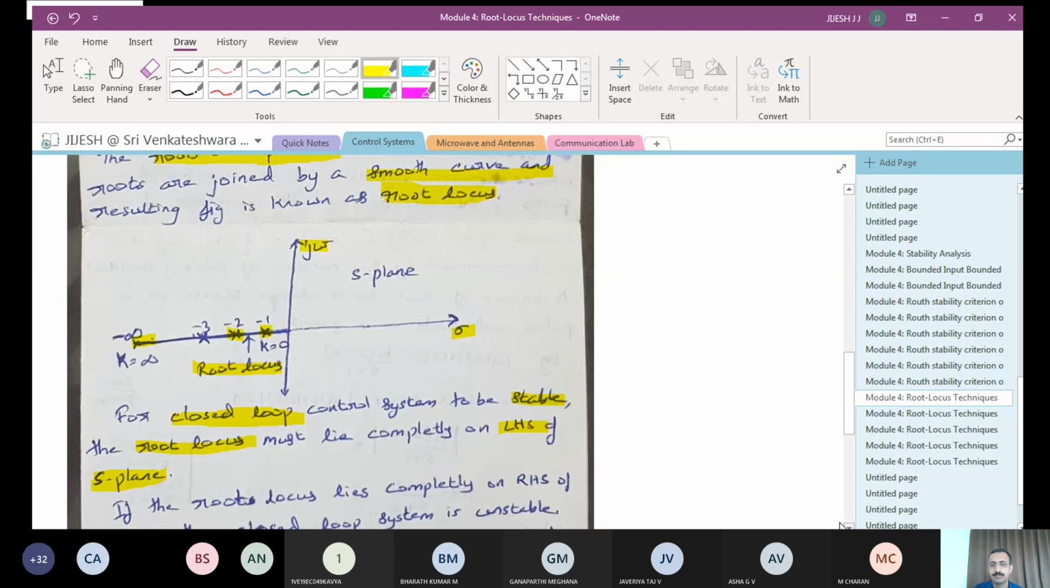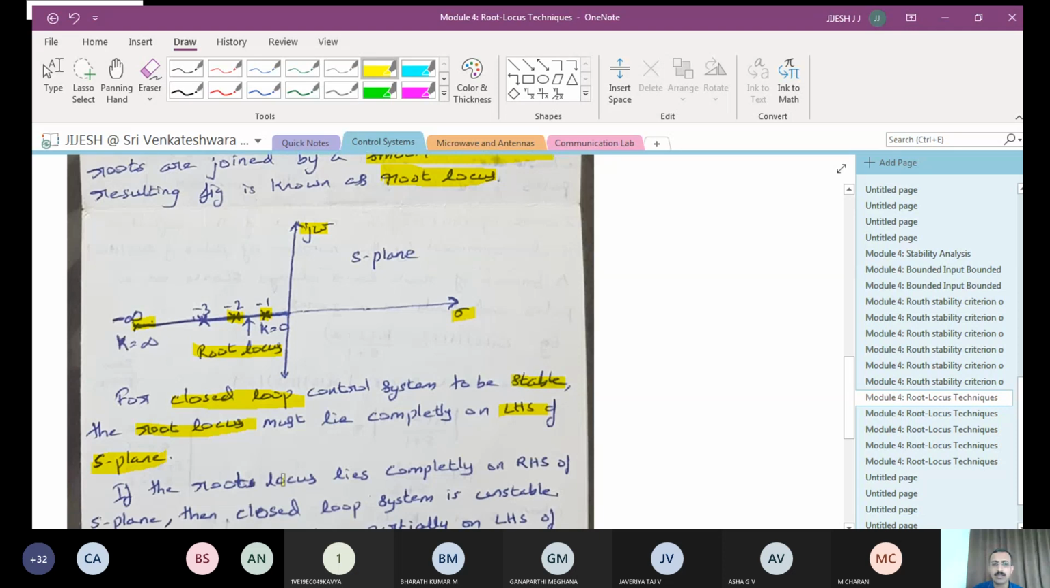If the root locus, the root locus we are going to see here, this line what we have drawn, that is called as a root locus. This line joining all the points which we have drawn, that is called as the root locus. So if it lies in the LHS, then it is called as a stable system.